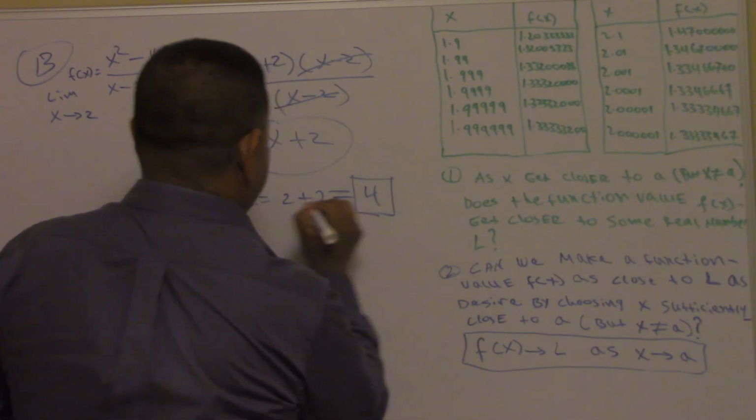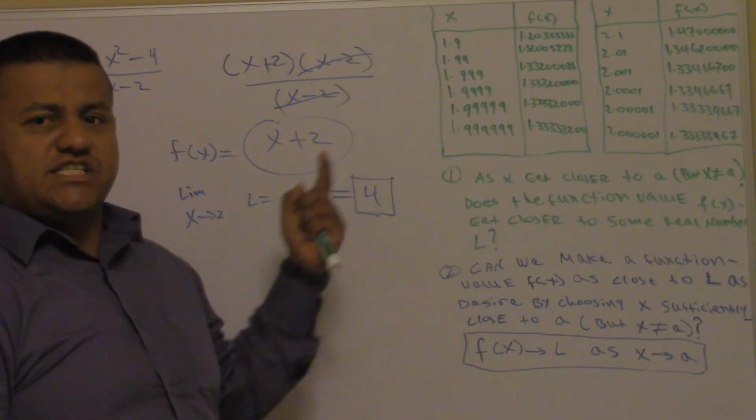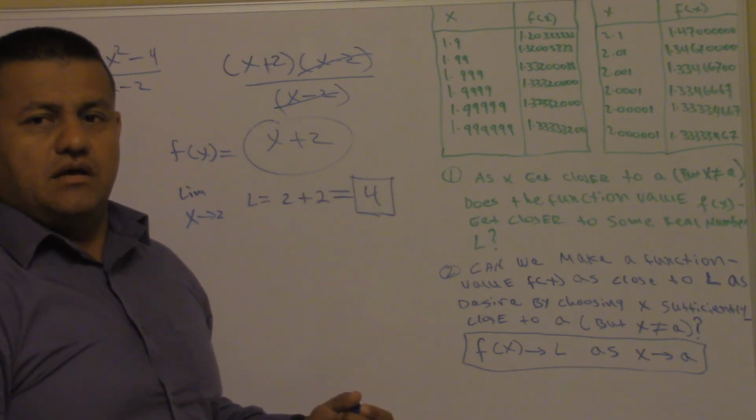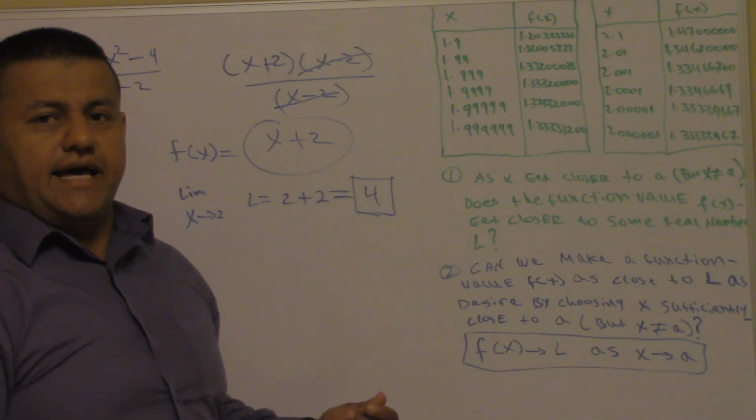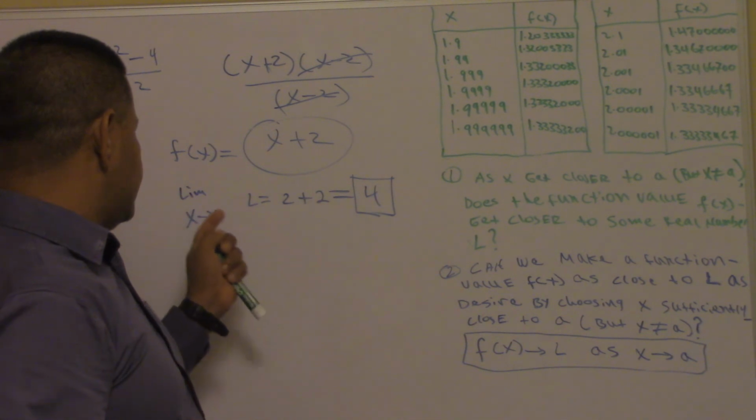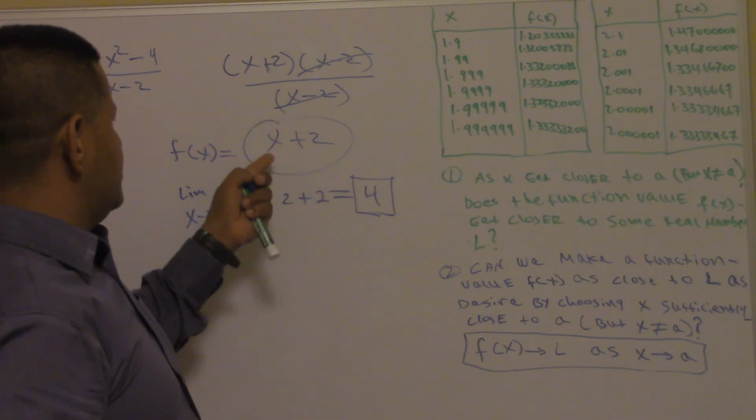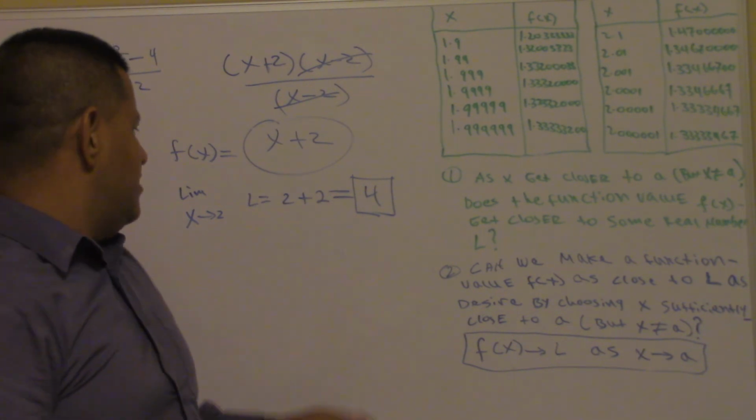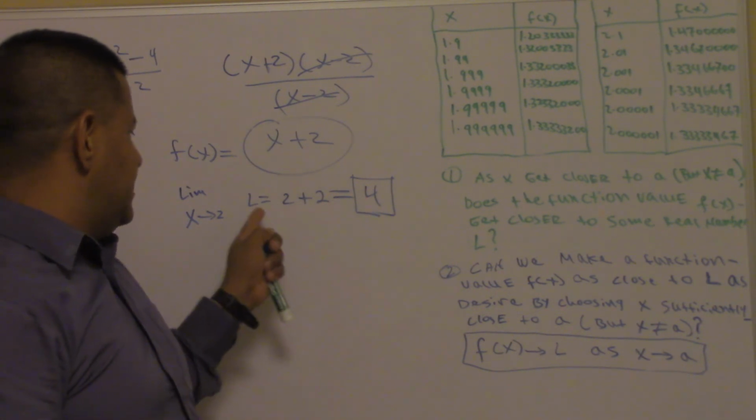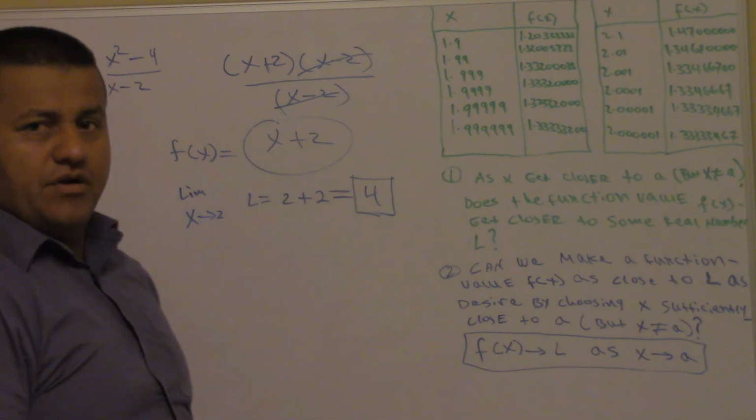Now, if your teacher tells you to graph it, then you do the same thing that we did in the other one, by saying that you need an empty circle at x equal 2, because at 2 the original function was undefined. But this is the answer for this. The limit of this problem is 4.